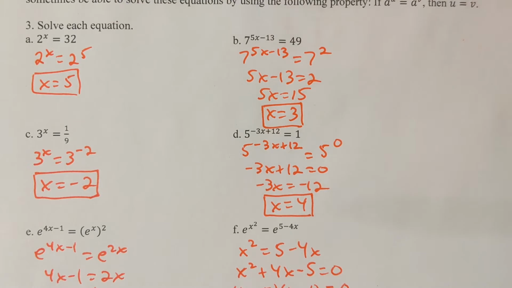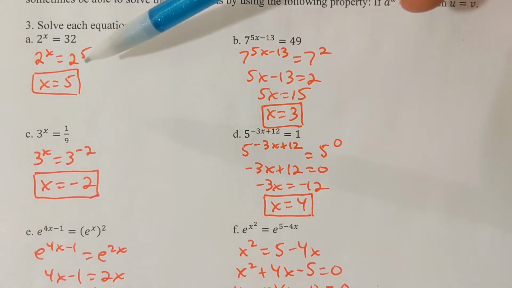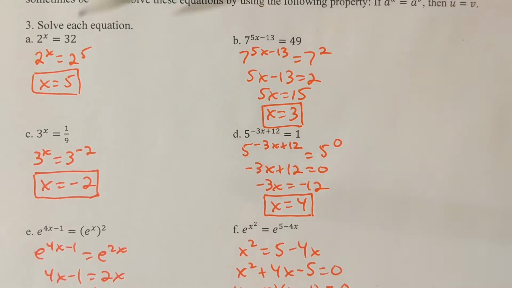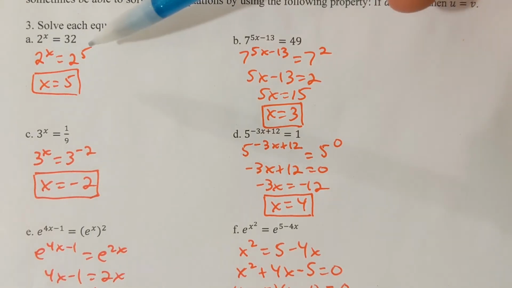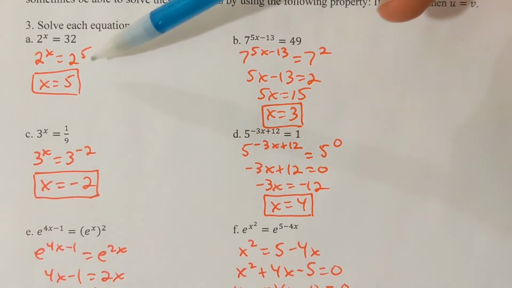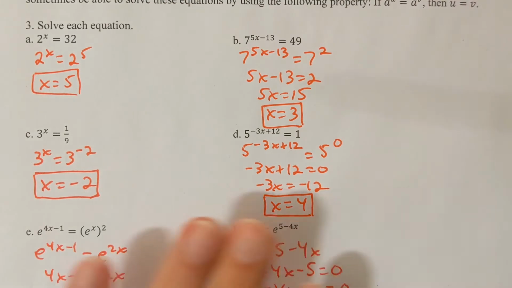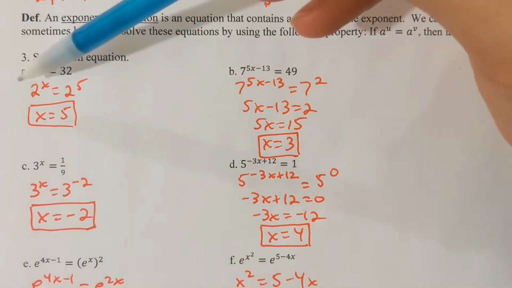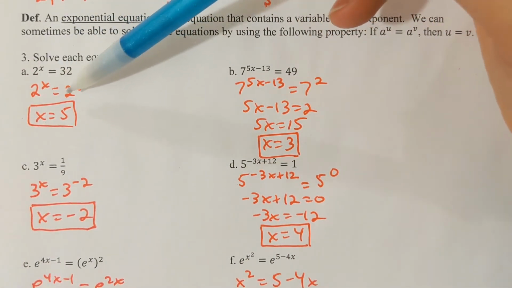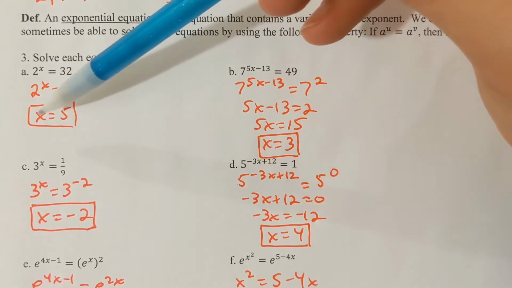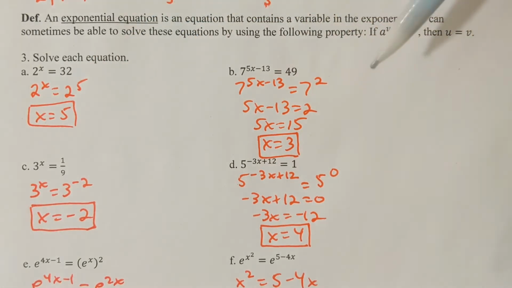Well, the plan is to try to get the base to be the same on both sides. I can do that here. I can get base 2 on both sides. I just have to think, 2 to what power gives me 32? Well, 2 to the 5th is 32, so where I see 32, I'll just write 2 to the 5th. And then I can apply this property here. I've got base 2 on both sides. I can remove the 2's and set the powers equal. So it looks like x equal 5 would be the answer there.